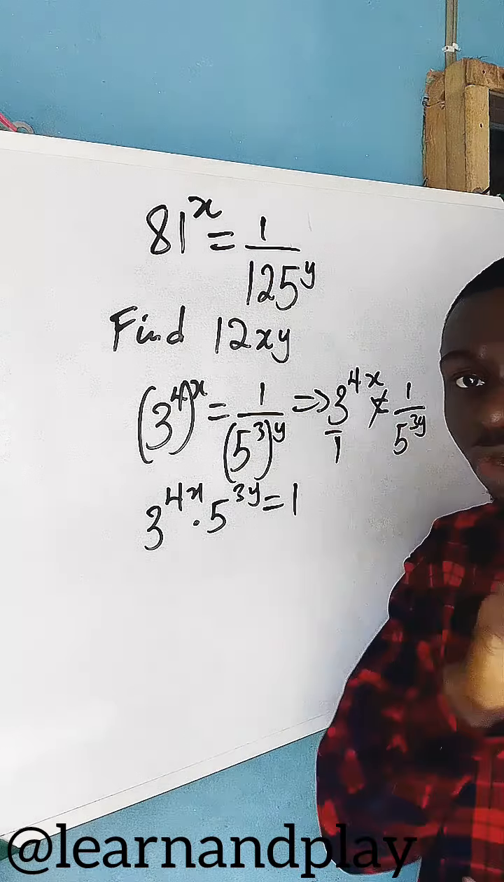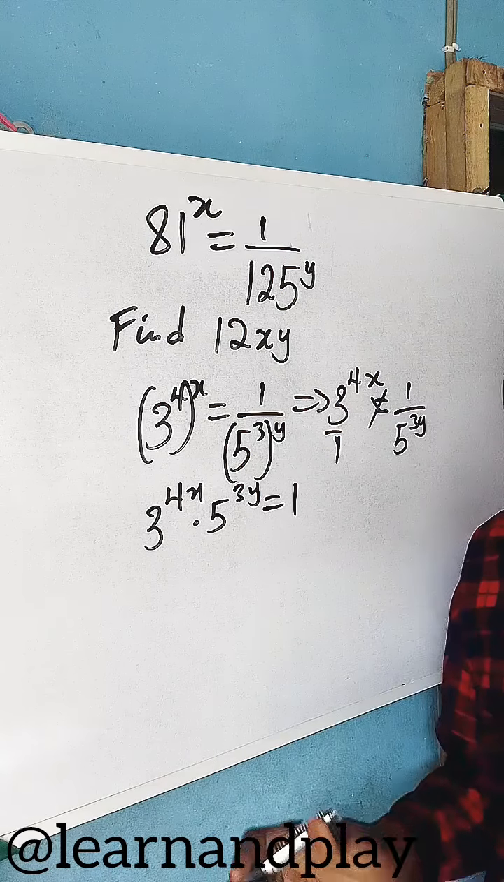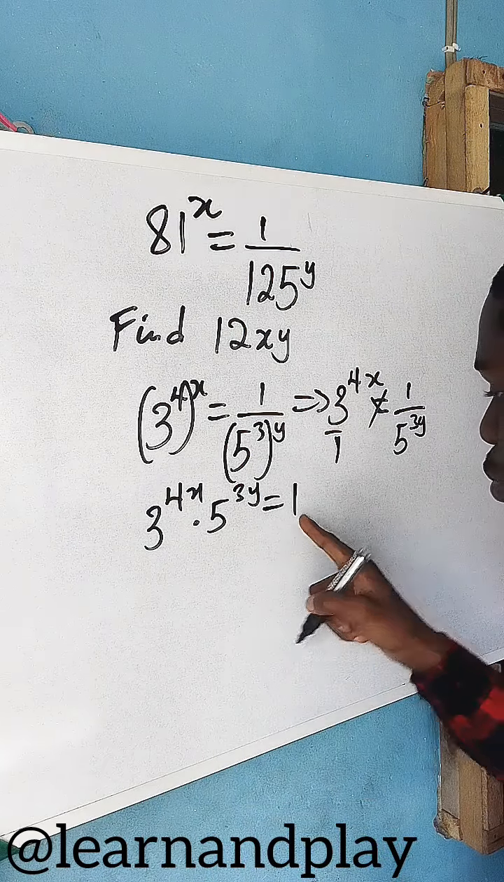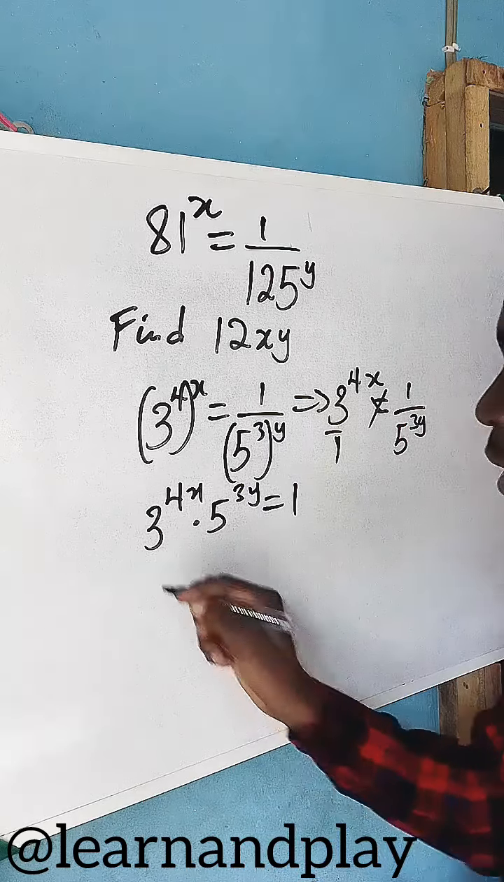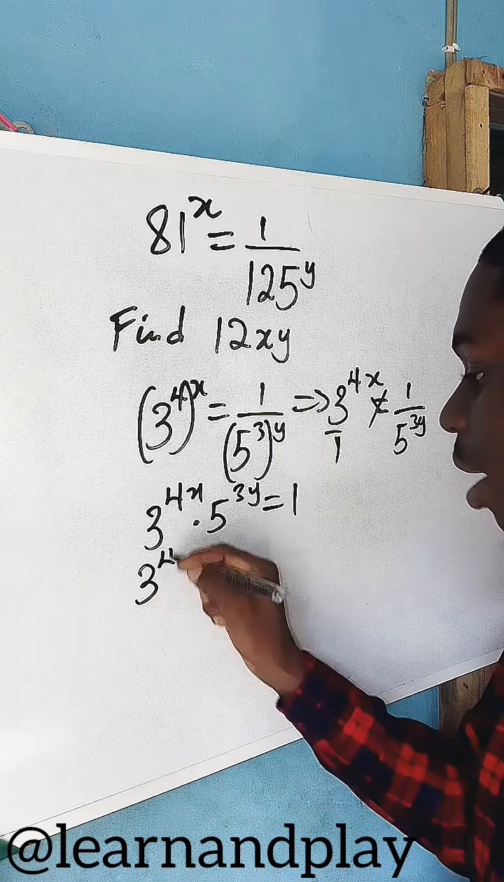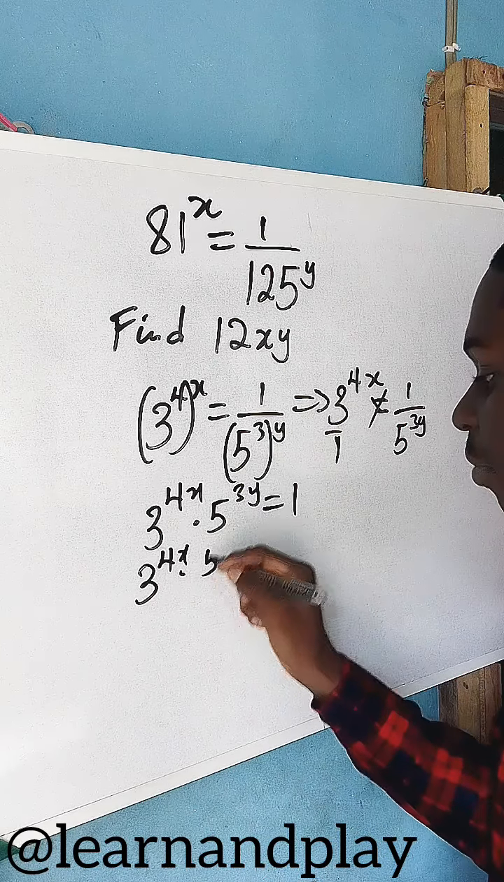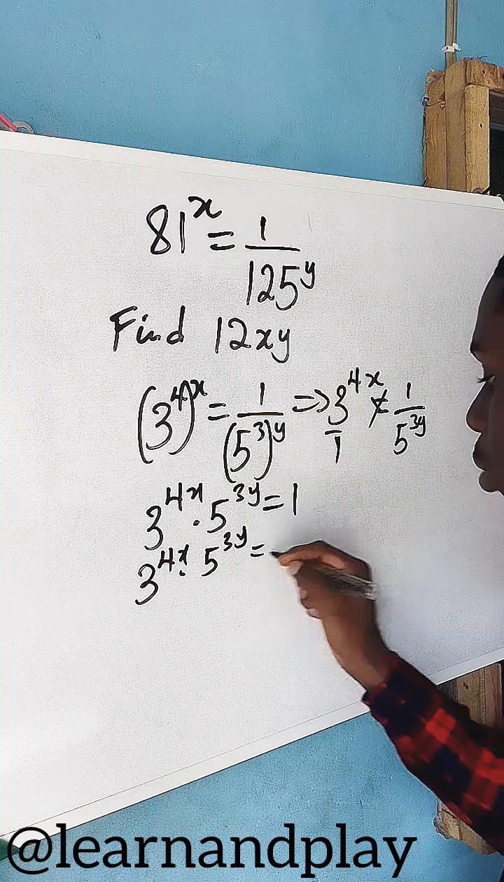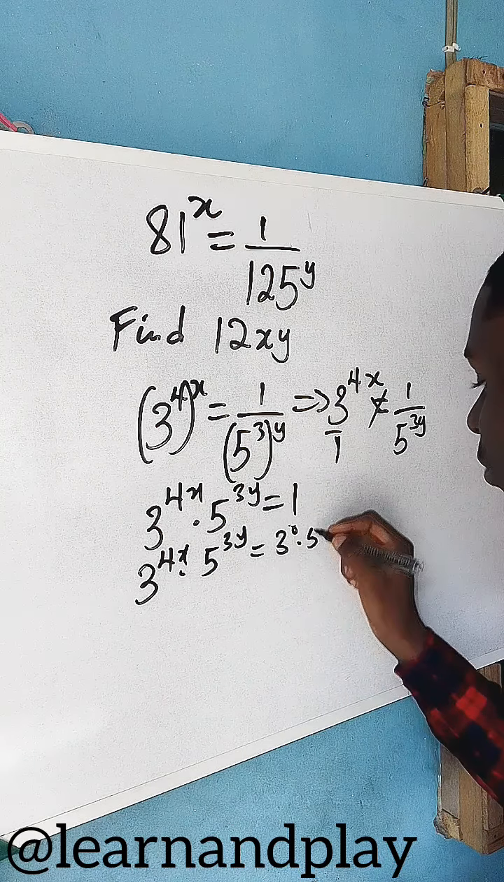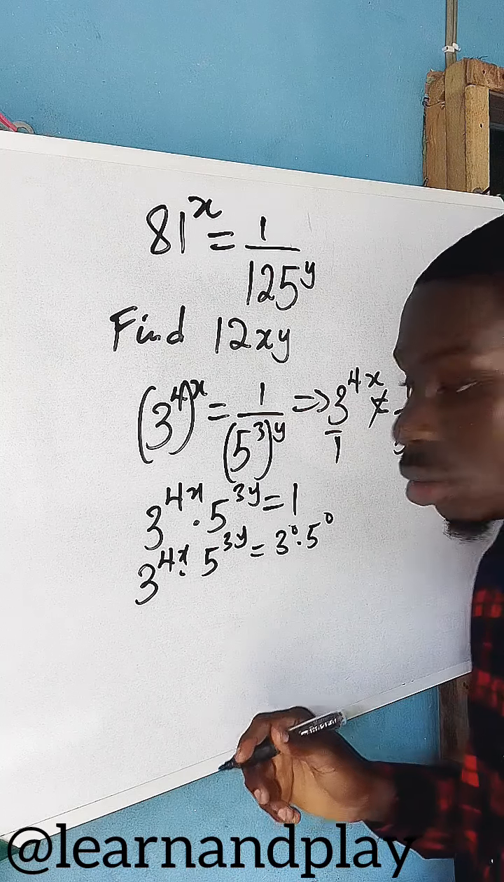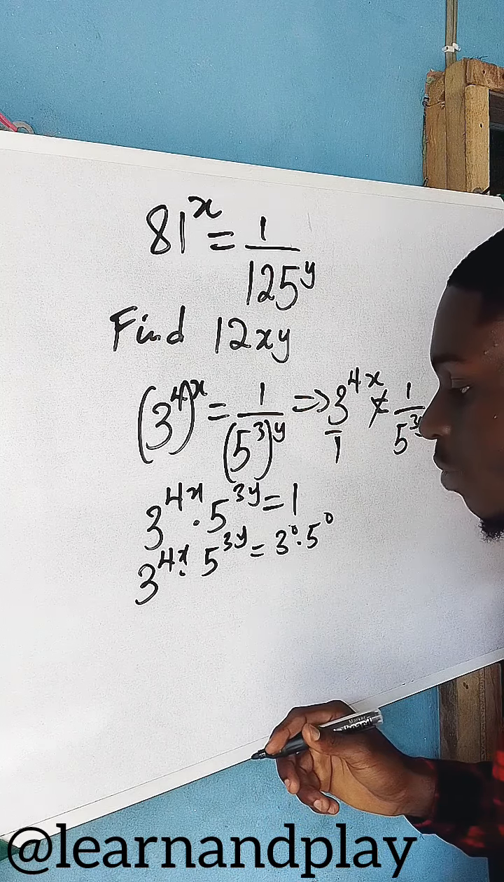Now remember that any non-zero digit raised to the power of 0 becomes 1. So let's try to express 1 to be in this form. Of course we can do that. Okay, so this one becomes 3 to the power of 4x multiplied by 5 to the power of 3y is equal to 3 to the power of 0, which is 1, multiplied by 5 to the power of 0, which is still 1. Okay, so what do you observe?